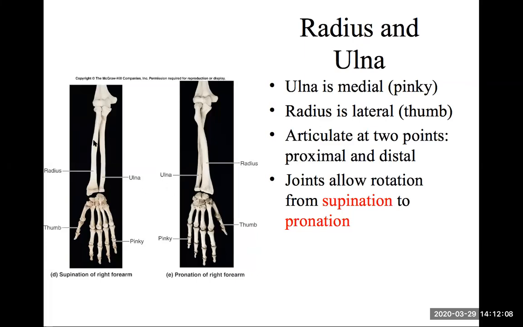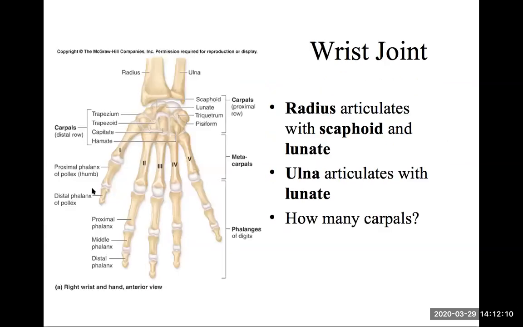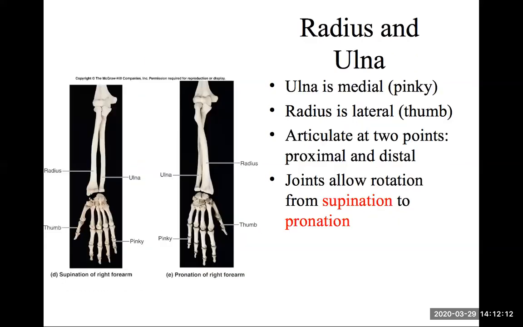So here's the radius, and if you follow that bone down to its distal portion, it's going to lead you to the thumb. Okay, so the radius goes to the thumb. That means the ulna goes out to the pinky. All right. Now, these two bones have two joints. They have a proximal joint and they have a distal joint.